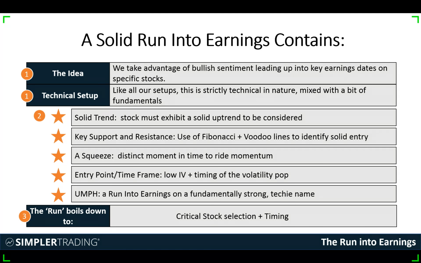All right, so what does a solid run into earnings contain? We already went over most of this, but this is just a really good summary slide. You've got to have the overall idea. You want to have a setup that's technical in nature, mixed with a little bit of fundamentals. We really do prefer to have a trend. In this market environment, we don't have as solid of trends as we used to have previously, but we do prefer trending stocks for the setup. The next part is the support and resistance. Got to have a good area to get in.